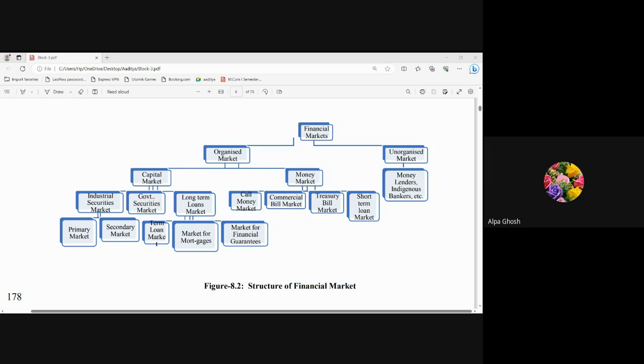Am I clear? So they are not structured, they are unstructured. They may be someone who is in the business, in the market. They may be someone whom we know amongst the family or friends who are into the money lending business. They lend us money, and then after the requirement, they take the money back along with the rate of interest. The second part of the unorganized market is indigenous bankers.